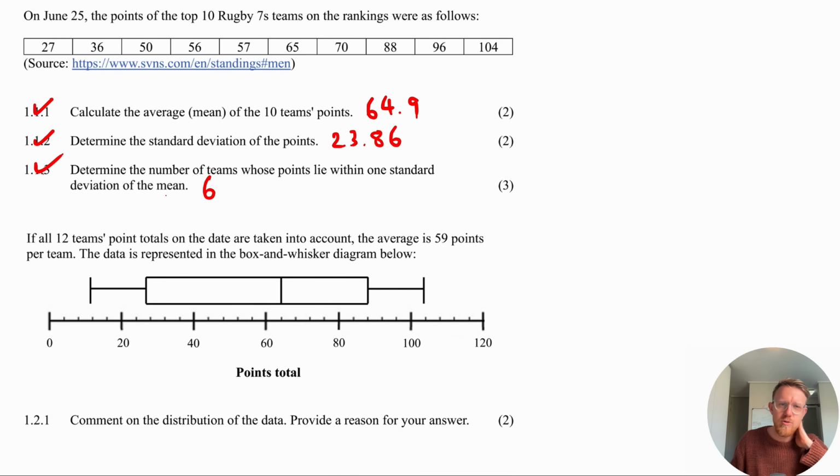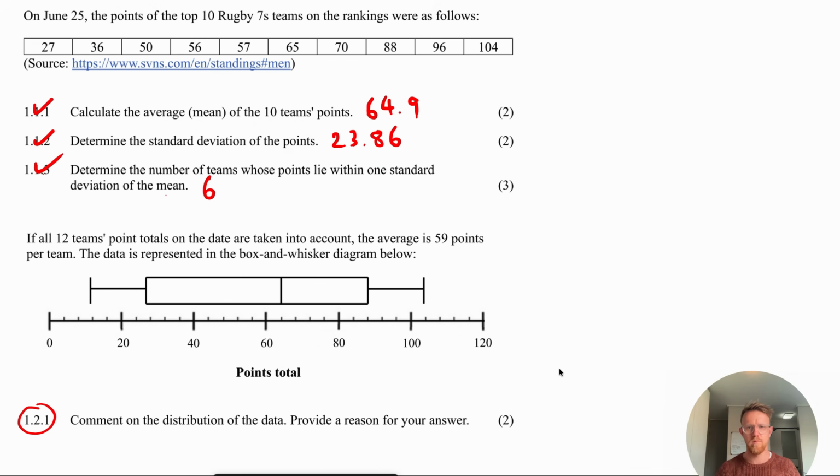The data is represented in the box and whisker diagram below. Okay. Comment on the distribution of the data. Provide a reason for your answer. So normally when they're talking about commenting on the distribution, they're typically referring to whether the data is skewed to the left, or whether the data is skewed to the right.